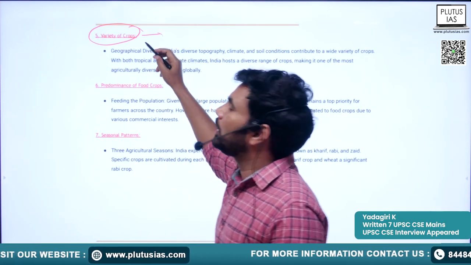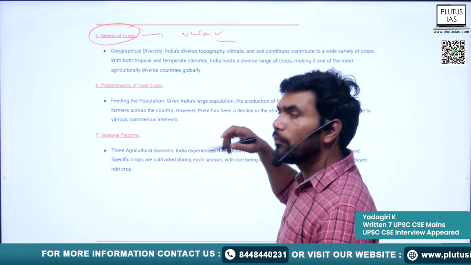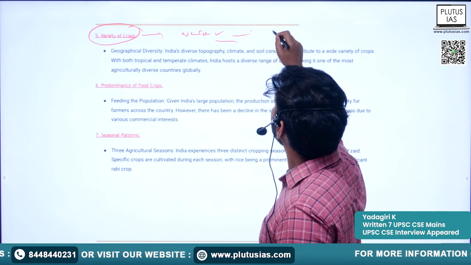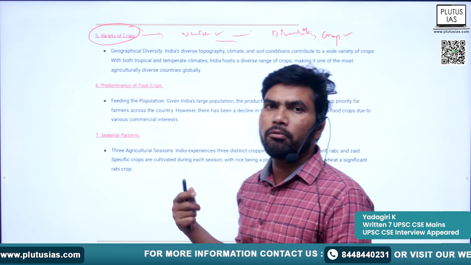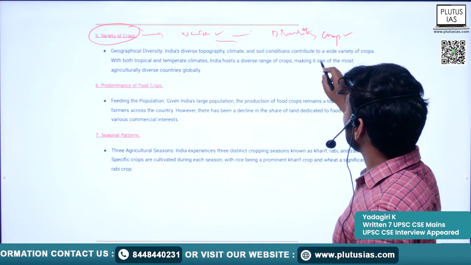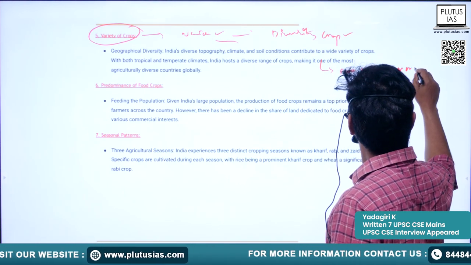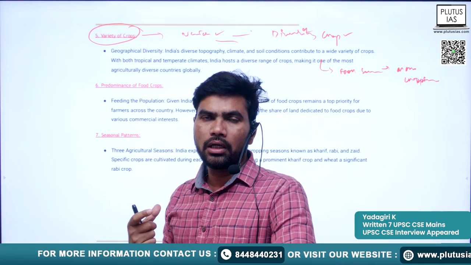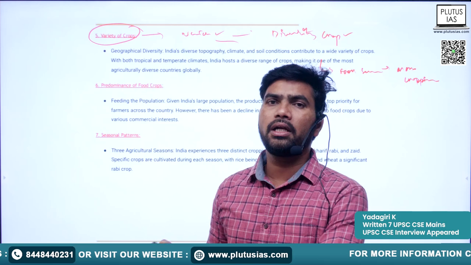Next is variety of crops. India is known for growing a variety of crops. Many crops are grown here. Before the Green Revolution, India was known for its diversity of crops. There was a lot of biodiversity in crops before the Green Revolution. After the Green Revolution, for the purpose of food security, we started monocropping, extensively growing a single variety of crops. Because of that, nowadays the biodiversity of the crops has been affected.